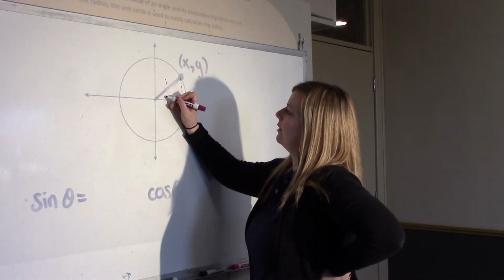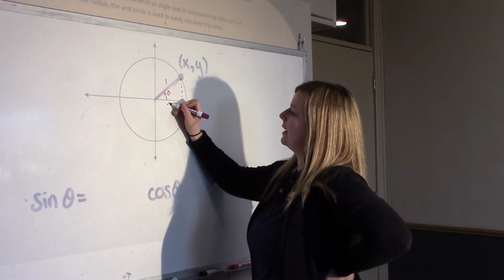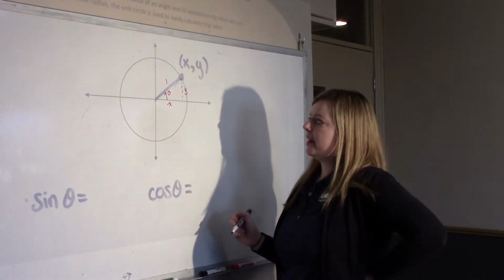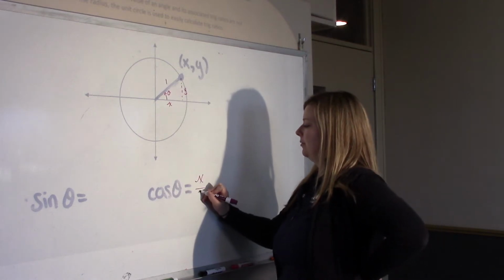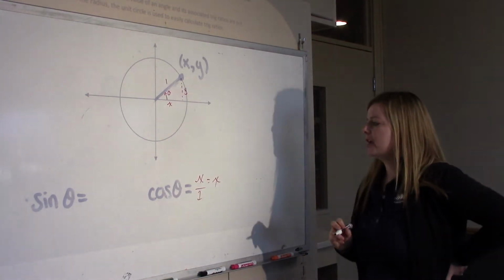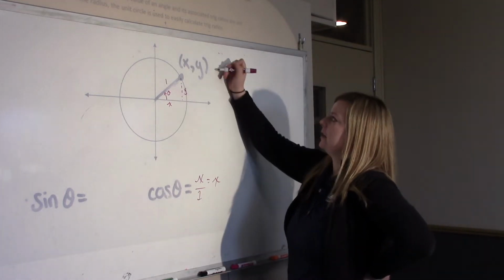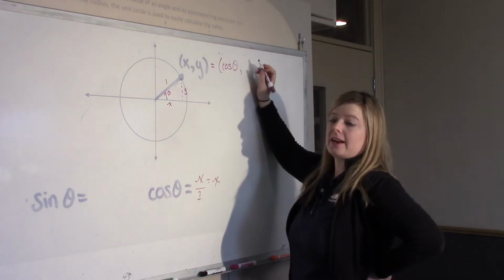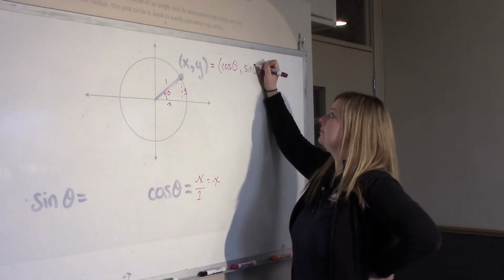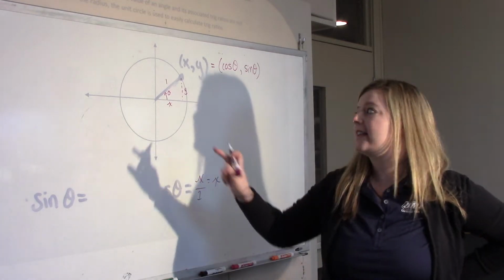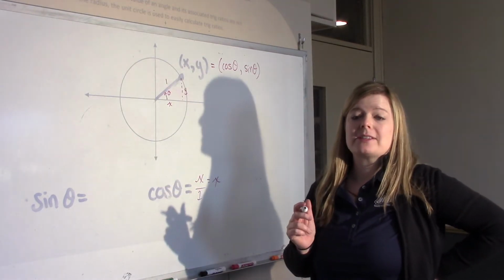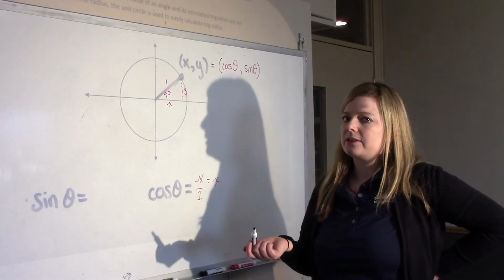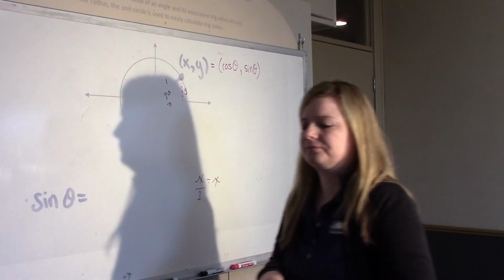And so if this is theta, and this is x, and this is y, cos of theta is x divided by 1, which, of course, is just x. So since cos theta is x, we can rewrite this coordinate as cos theta, and y is sine theta, so cos theta, sine theta. So that means that any coordinate on the unit circle can be represented with cos theta, sine theta, because the x's are just the cos thetas, and the y's are just the sine thetas. Pretty cool.